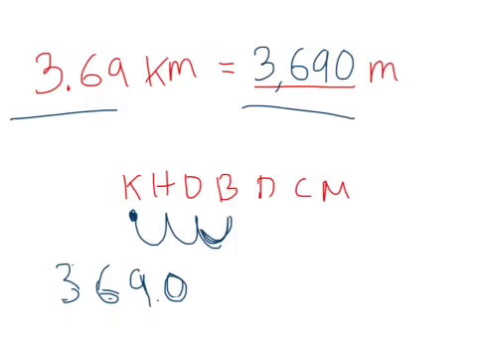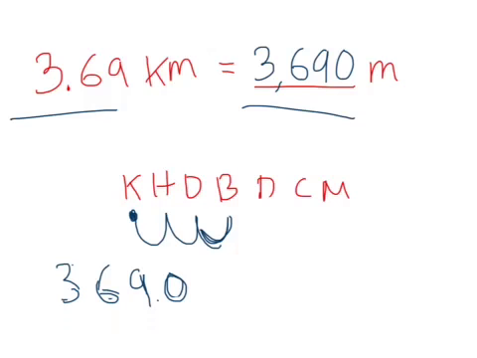That's why the metric conversions is easy. The number stays the same. The only thing that changes is the decimal, where the decimal goes. Either it goes to the right or going to the left, depending if it gets smaller or larger. In this case, it went to the right, and this makes sense because it used to be 3.69 kilometers.